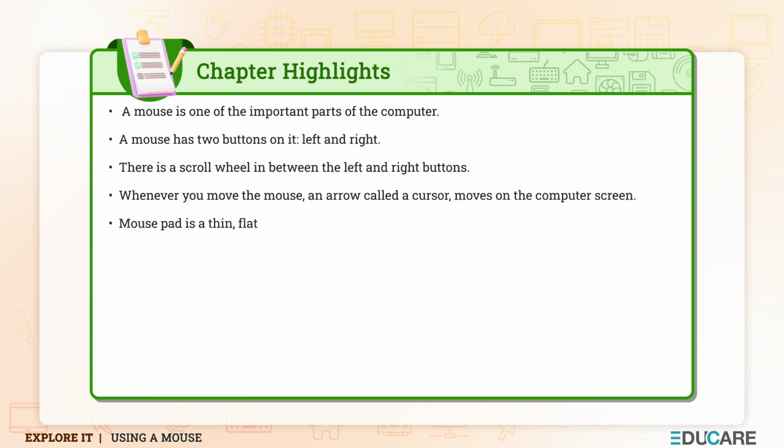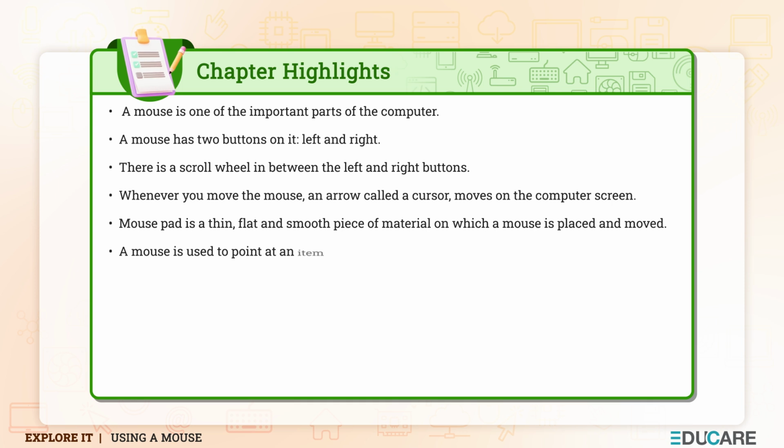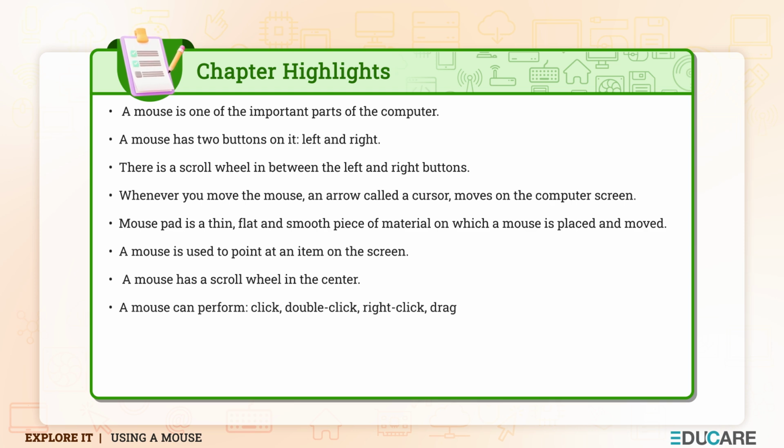Mouse pad is a thin, flat and smooth piece of material on which a mouse is placed and moved. A mouse is used to point at an item on the screen. A mouse has a scroll wheel in the center. A mouse can perform click, double click, right click, drag and drop.